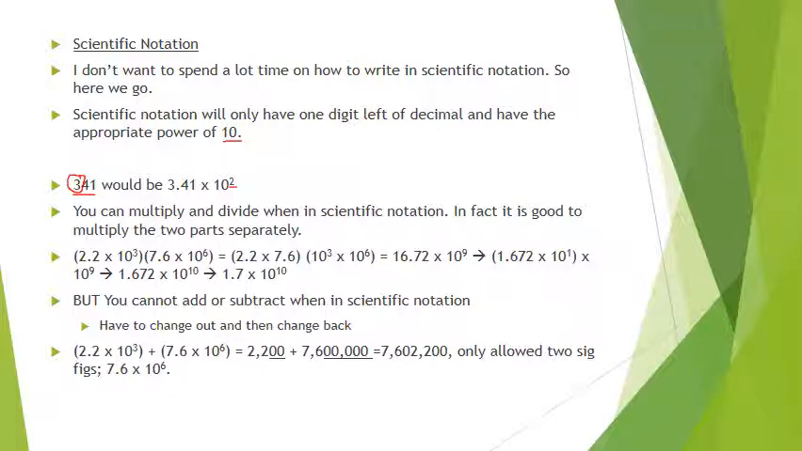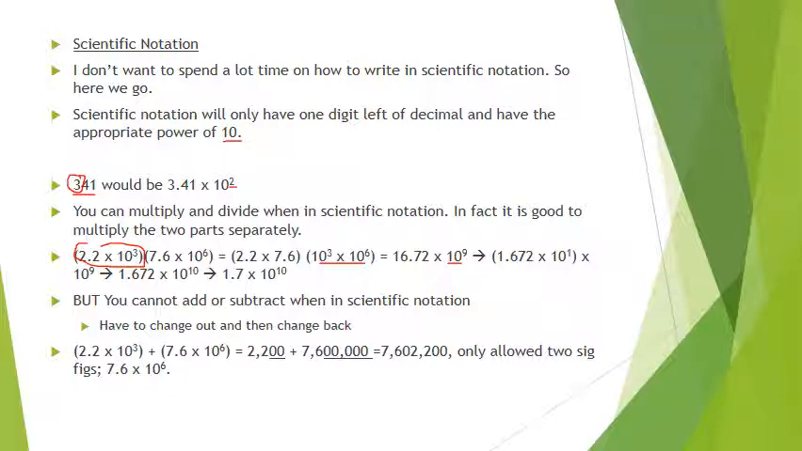And one way to do that is to do the number part separate from the exponents. So I do 2.2 times 7.6, and that's 16.72. And then you do the powers of 10. And then what you want to do is get it in scientific notation. So you're going to change this to scientific notation first. So it's 1.672 times 10 to the first times 10 to the ninth, and so you get 1.672 times 10 to the 10th.